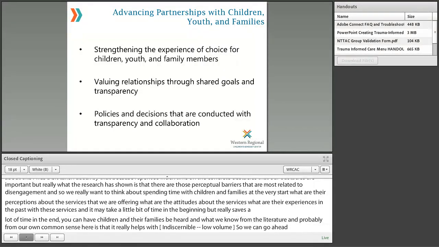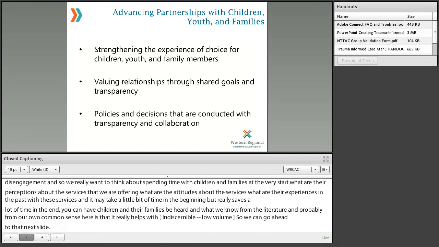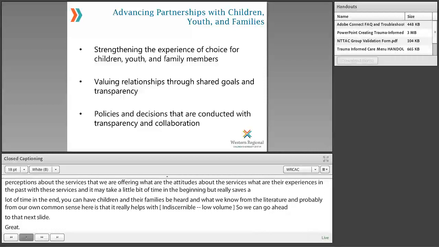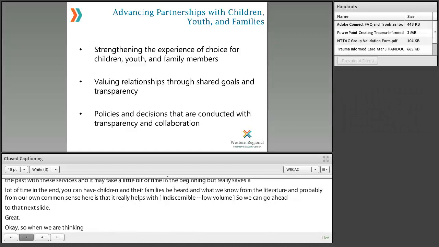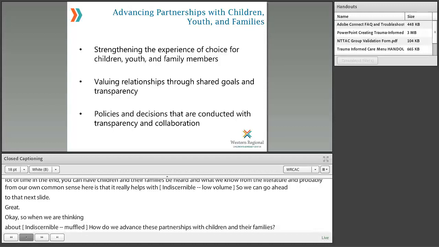Great. Okay, so we know this is important, now what can we do about it? How do we advance these partnerships with children, youth, and families? One way is to really strengthen the experience of choice. We talked about safety before as being one thing that's really stripped away from kids and families who experience trauma. Control is one of those other things that are really stripped away. And so the more opportunities for choice we can give the families that we're interacting with, the better.